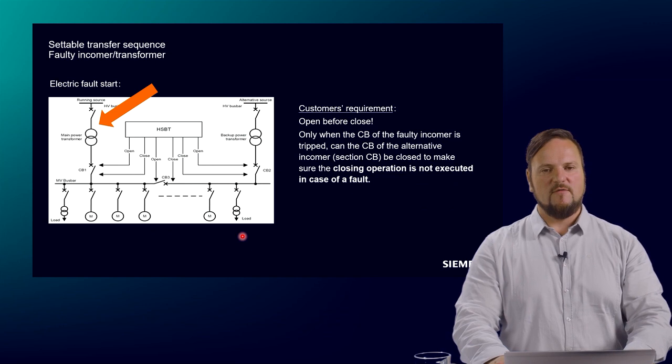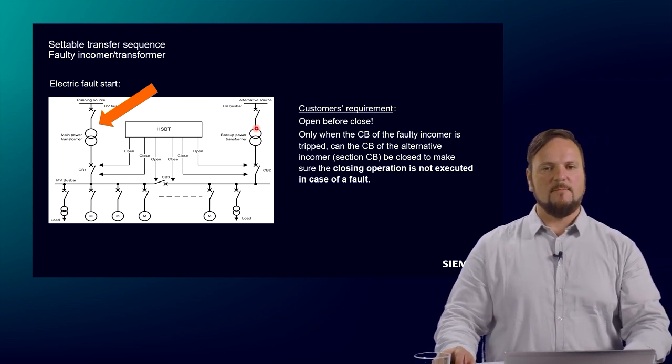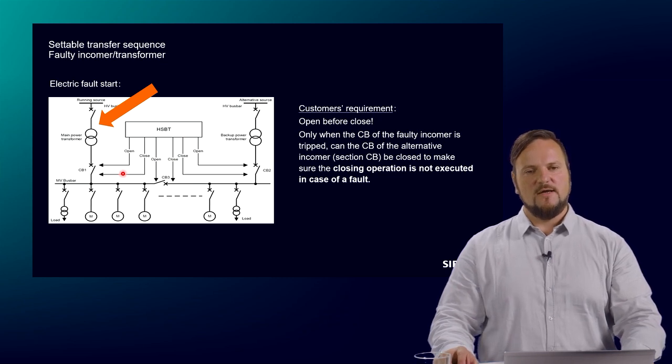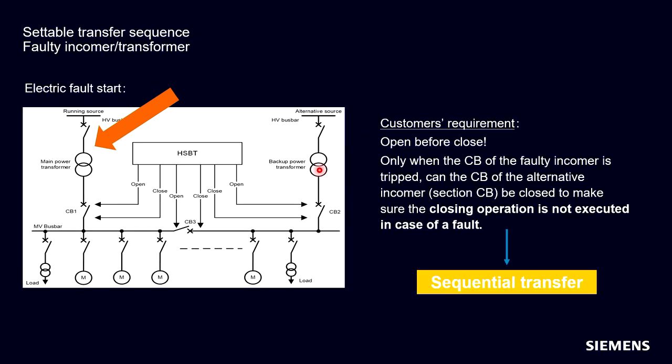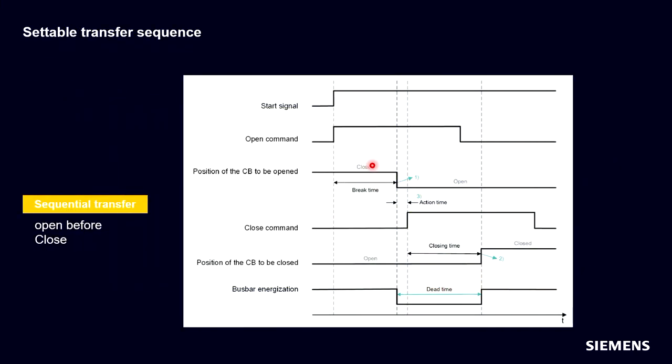And here we have a look back to the electrical fault start. The electrical fault start means we have a fault on the incomer or on a transformer, for example. And mostly these kinds of electrical fault start will be initiated by sequential transfer, and that means open before close. That means we have to open the affected circuit breaker, and afterwards we have to close the alternative incomer source. And this looks like this here.